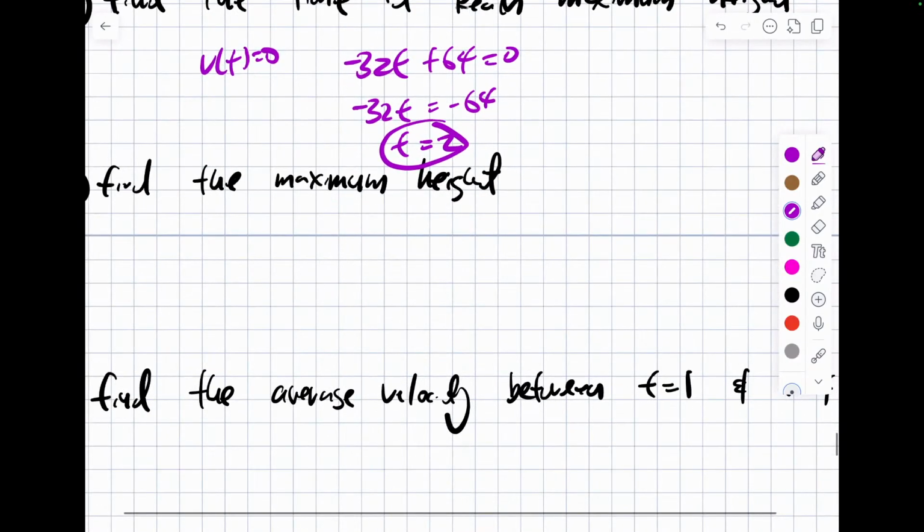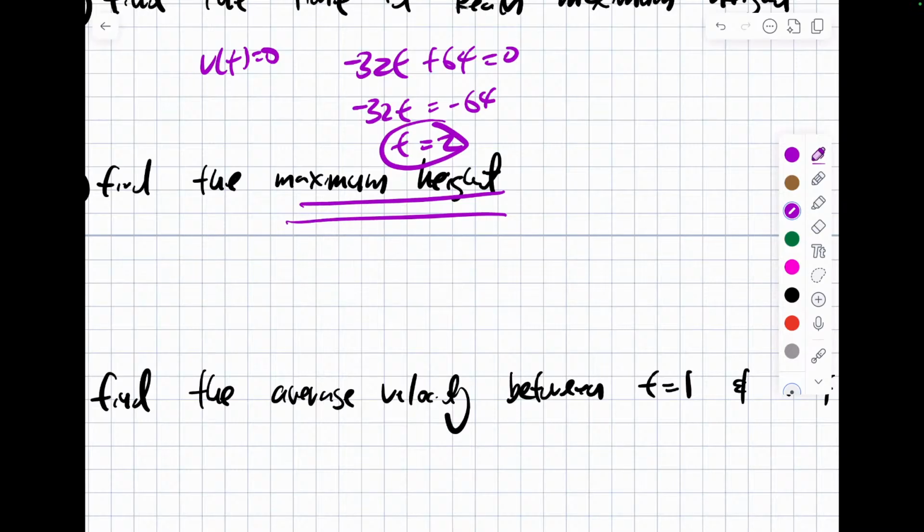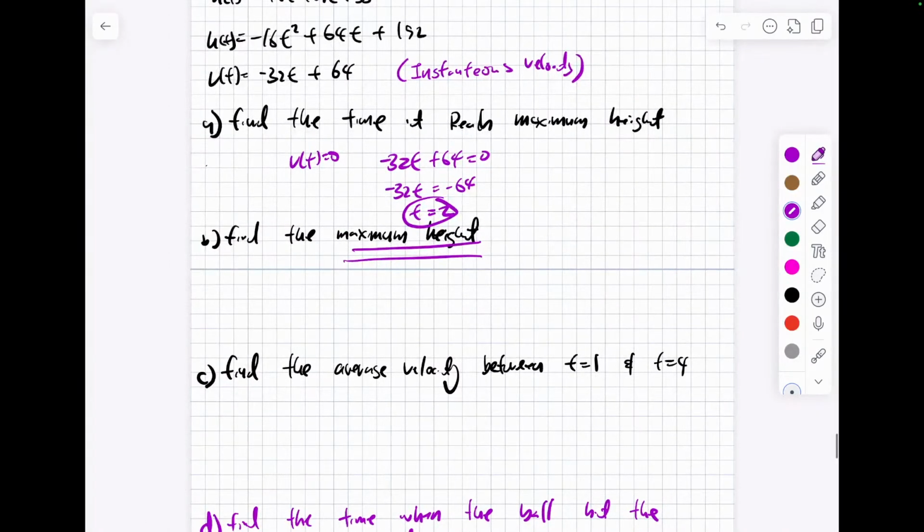Sphere. All right. How do I find the maximum height? You just plug it back in. Plug the 2 into the original equation, into the height equation. So h of 2 is equal to negative 16 times 2 squared plus 64 times 2 plus 192. So that's equal to negative 64 plus 128 plus 192. I think that's equal to 256 feet.